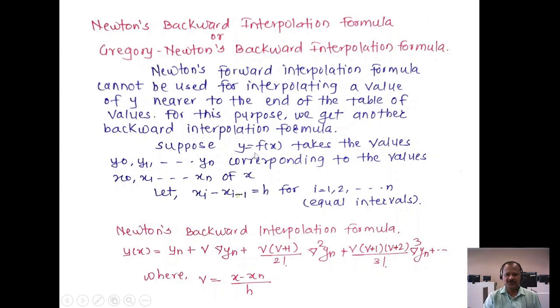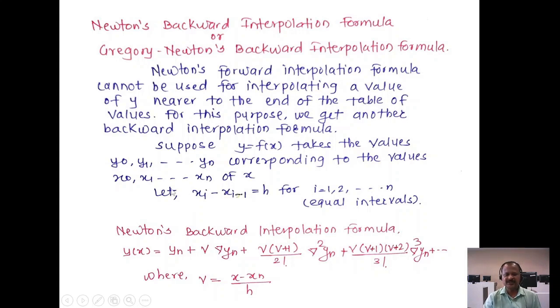Suppose y is equal to f of x takes the values y0, y1, y2, y3 up to yn corresponding to the values x0, x1, x2, x3 up to xn of x. Let xi minus xi-1 is equal to h for i is equal to 1, 2, 3 up to n. This is called equal intervals. Now see what is the meaning of equal intervals. x1 minus x0 is equal to h, then x2 minus x1 is equal to h, and x3 minus x2 is equal to h. So h remains the same, so it is called equal intervals.